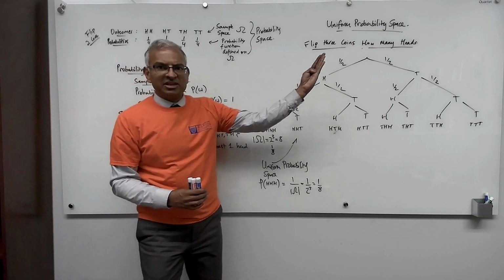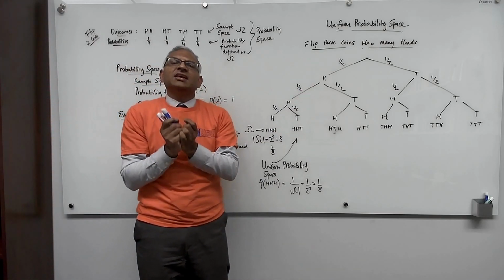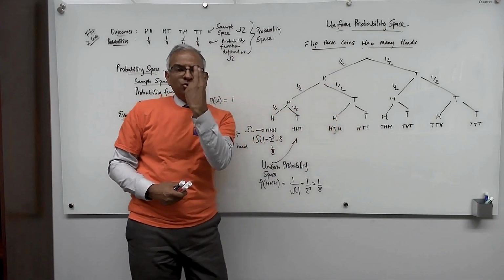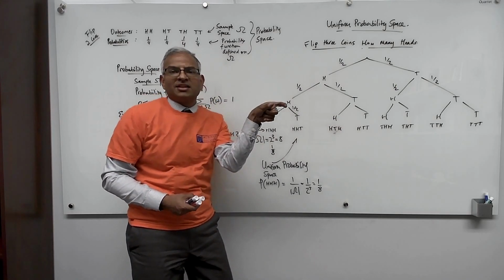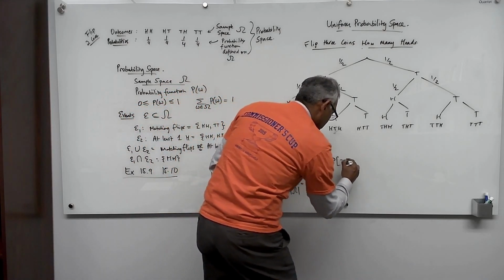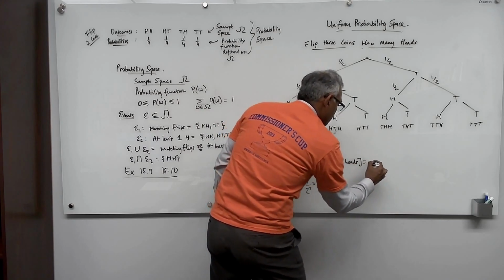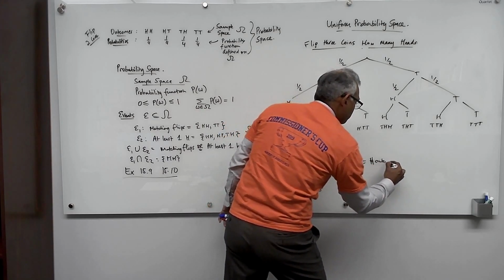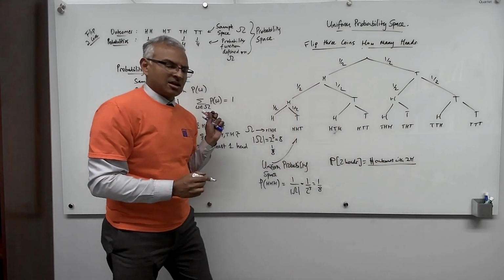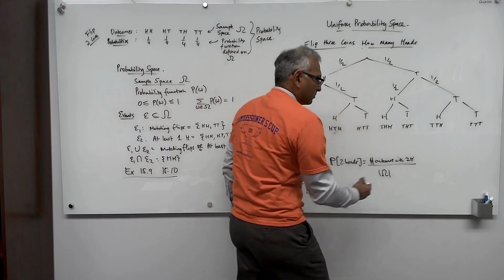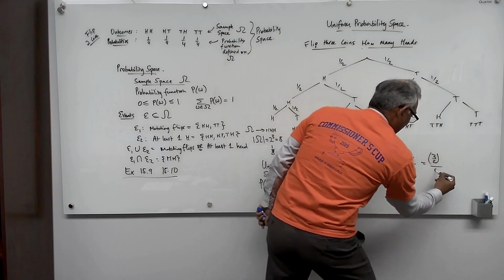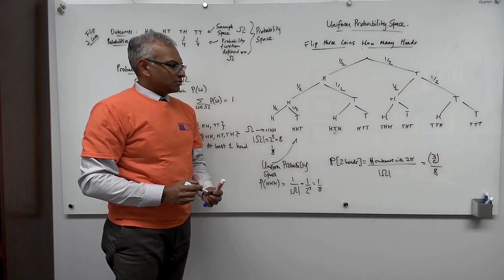Well, in a uniform probability space, it's just the number of outcomes in the event 2 heads. So the number of sequences of length 3 with 2 heads. The number of binary sequences with 2 heads. That's the same as the number of binary sequences with 2 ones. So the probability of 2 heads equals the number of outcomes with 2 heads divided by the size of my sample space. Well, that's 3 choose 2 divided by 8. And you can go and compute that, it's 3/8.